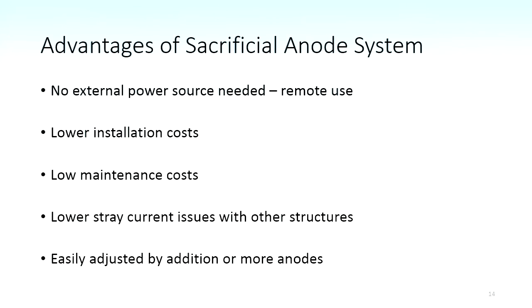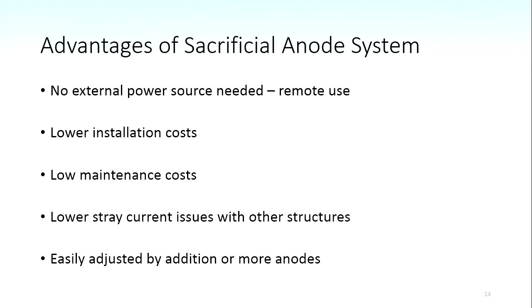The voltages and currents that you get from sacrificial anode systems are lower than you get for CP systems, and so you get less issues with stray current effects. As soon as you get into urban areas or areas where there are multiple buried pipes and multiple structures, then you've got to worry about stray currents. And the system is fairly controllable. You can add more anodes if you need to. So there are the main advantages of the system.